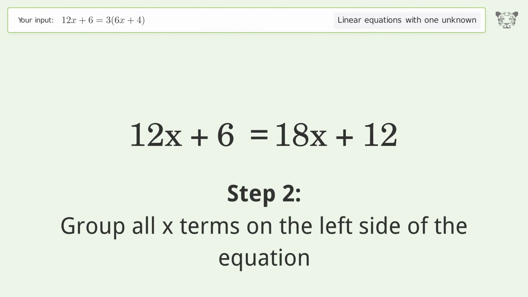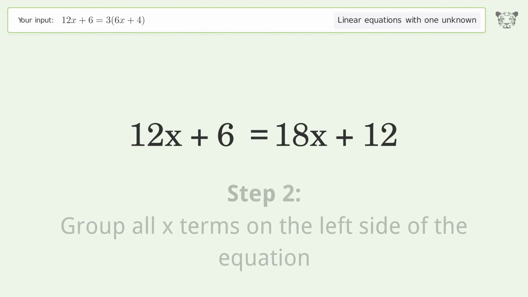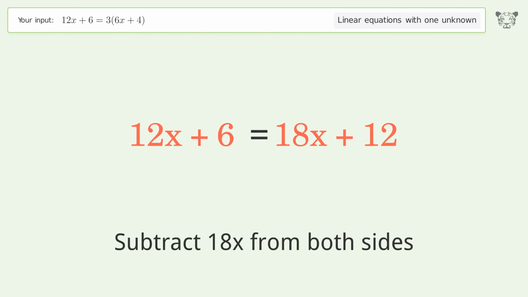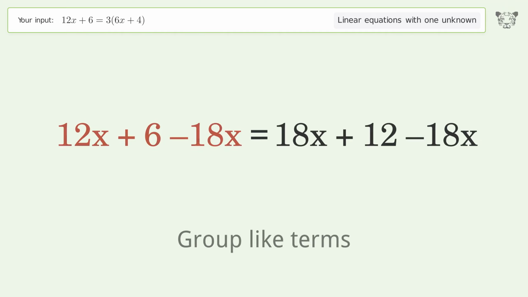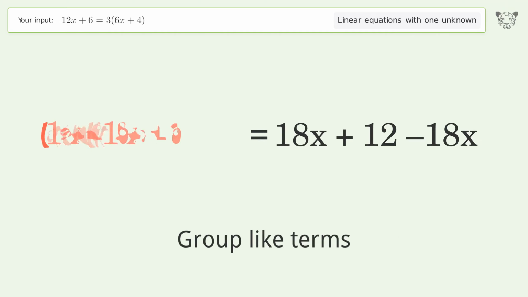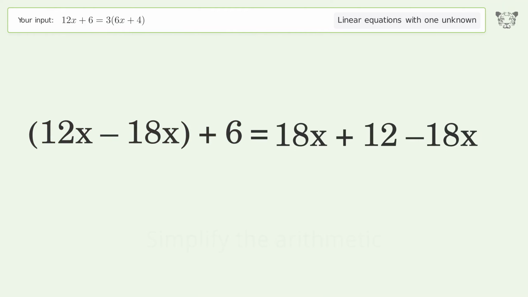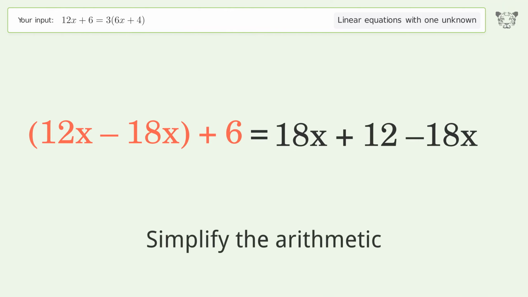Group all x terms on the left side of the equation. Subtract 18x from both sides. Group like terms. Simplify the arithmetic.